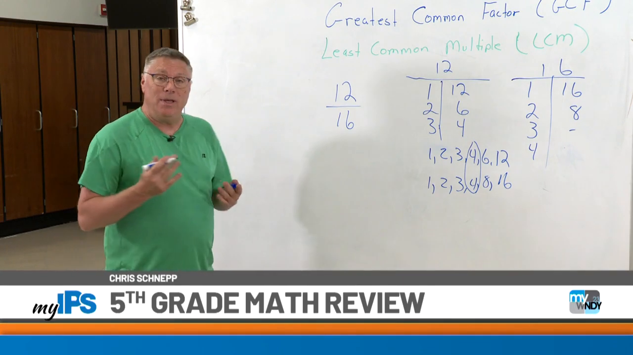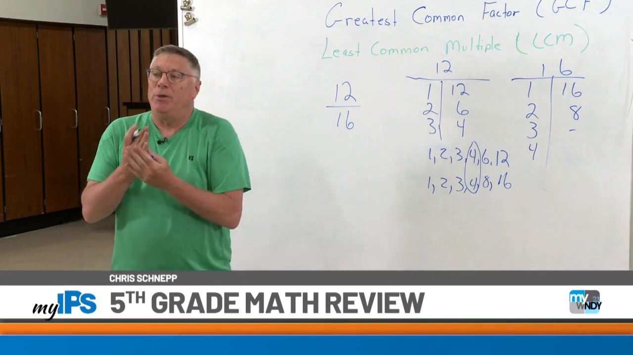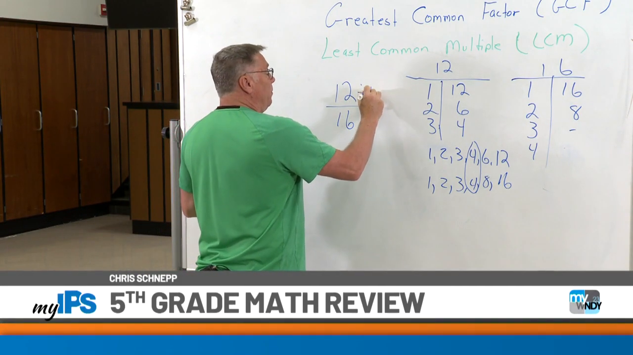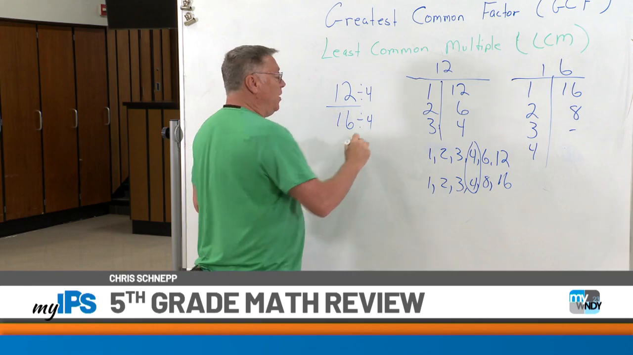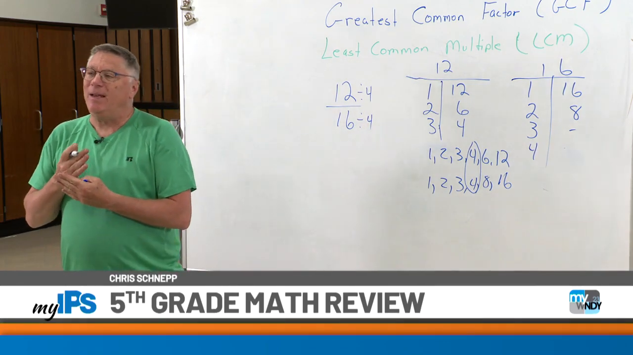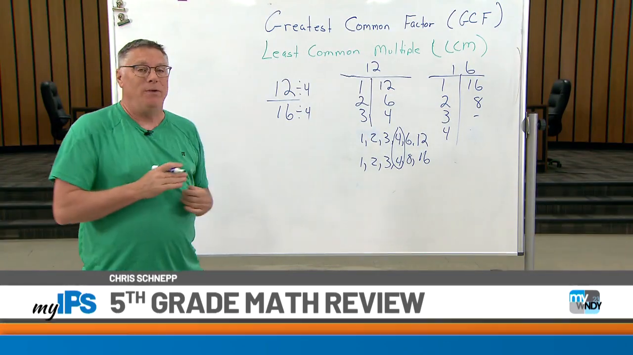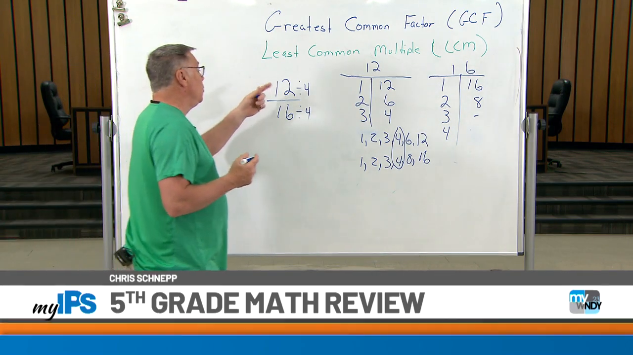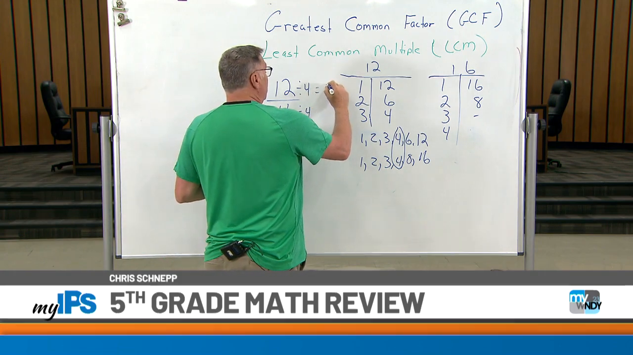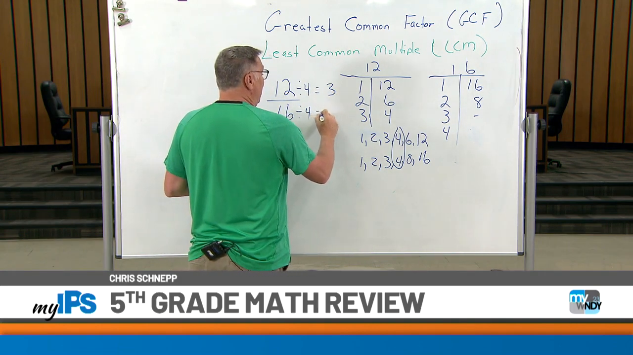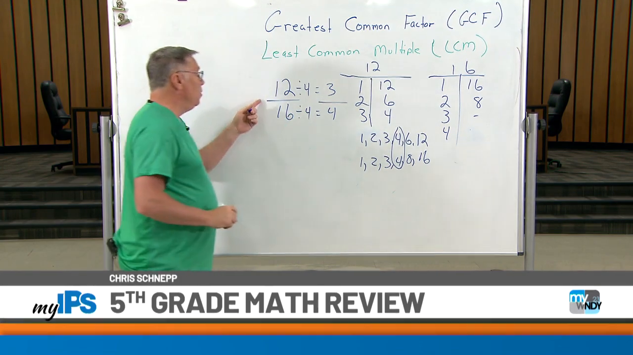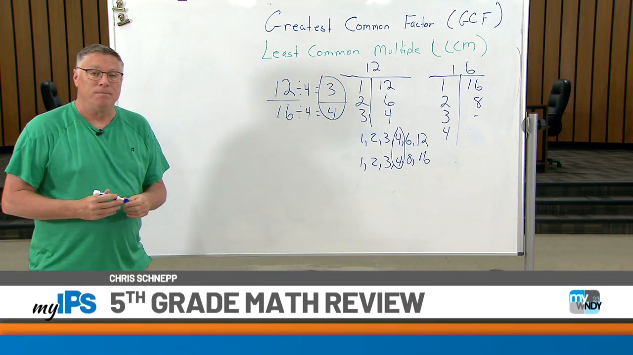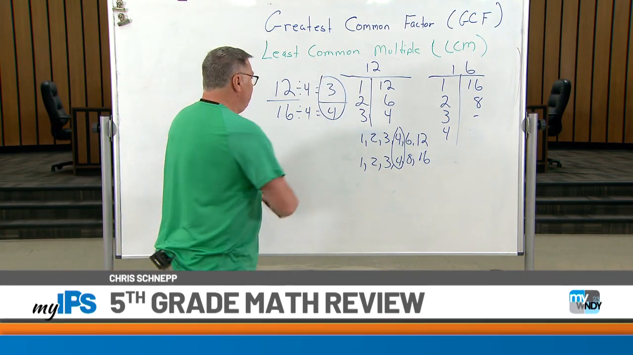So what we're going to do then is take that 4, and since we're reducing or making smaller, we're going to divide. So 12 divided by 4 and 16 divided by 4, because this is also making an equivalent fraction that is smaller than 12/16, so we have to divide the top and the bottom number by the same number. 12 divided by 4 equals 3, and 16 divided by 4 equals 4. So 12/16 in simplest form is 3/4. All right, let's try one more.